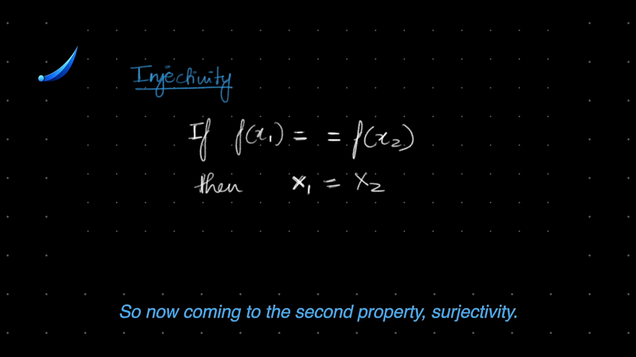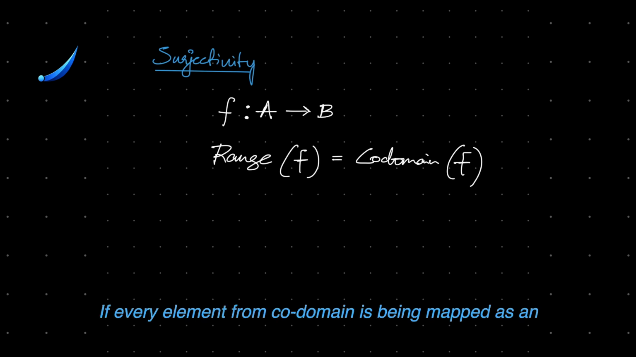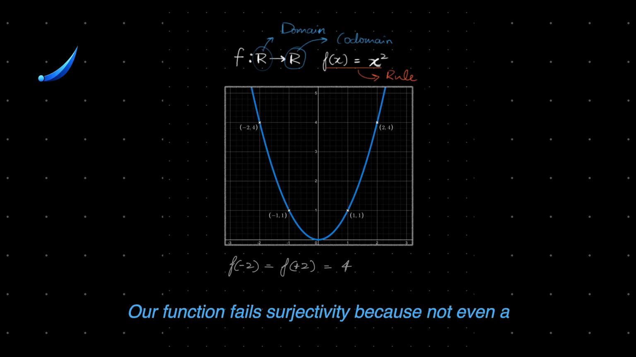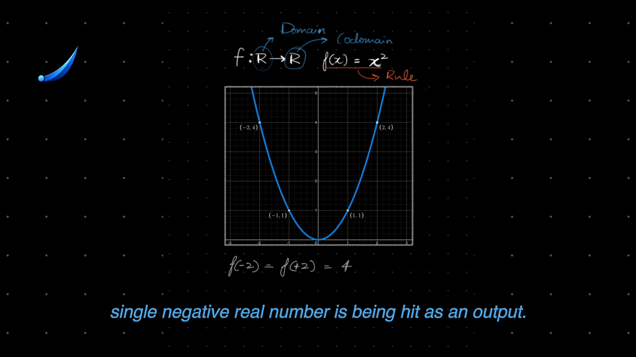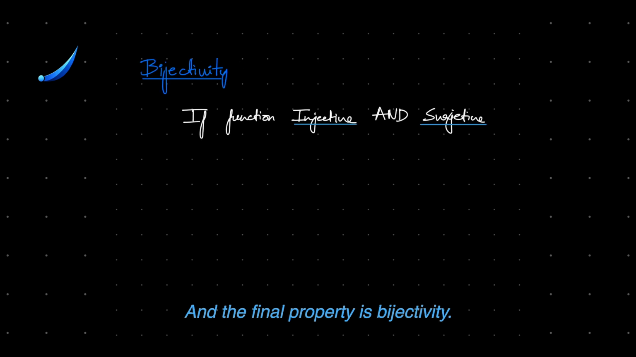Okay. So now coming to the second property, surjectivity. If every element from the codomain is being mapped as an output, then we will call that function surjective. Our function fails surjectivity because not even a single negative real number is being hit as an output. And the final property is bijectivity.